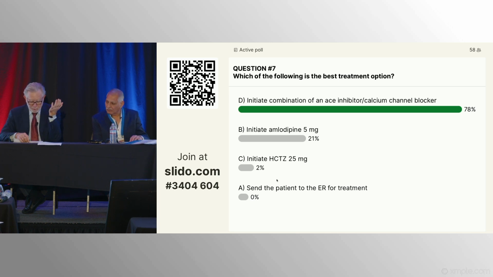So if I were to choose, what would I do with this guy? I'd put him on a combination of like olmesartan and amlodipine, which is cheap, generic, and they have a 5/20 or a 5/40, which is 5 of amlodipine and 20 or 40 of olmesartan, and this may be all the guy needs.